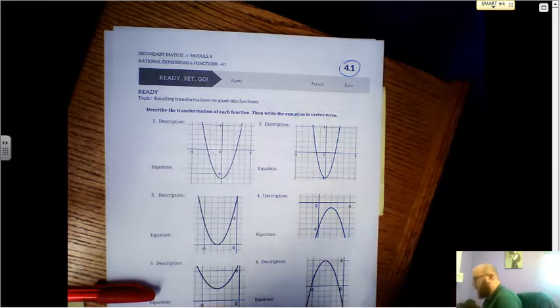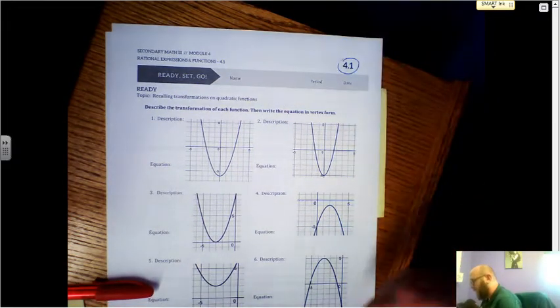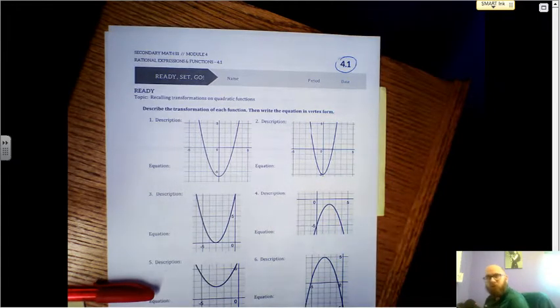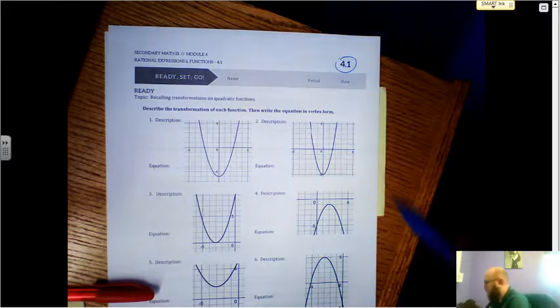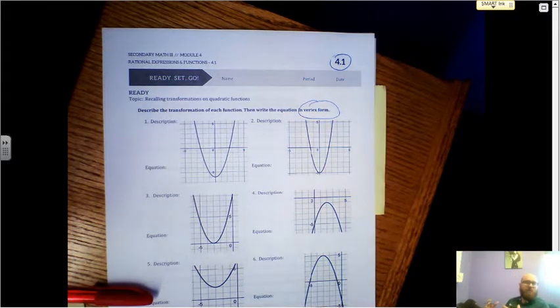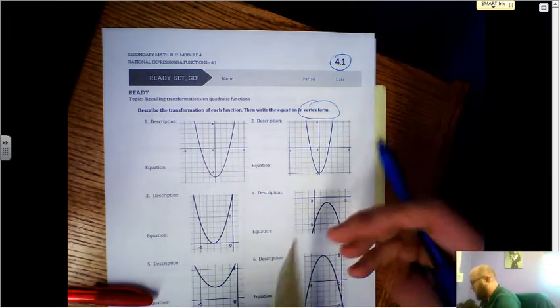The very first thing that we're looking at is we're trying to recall transformations on quadratic functions. To be able to do that, it's useful to think about what those transformations are. It talks about vertex form, so it's good to know exactly what vertex form is because vertex form tells us what those transformations are going to be. So this here is vertex form.